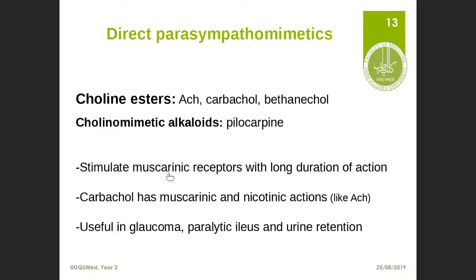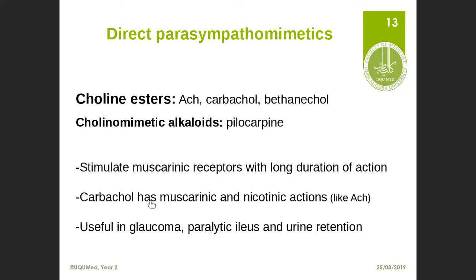Okay. So if we see the direct parasympathomimetics, we have two types of classification, the chemical classification. One is the choline esters in the chemical composition. This is acetylcholine, carbachol, and bethanechol. Some of them are the cholinomimetic alkaloids, like pilocarpine. So they actually stimulate muscarinic receptors with a long duration of action. So these drugs have long durations of action.